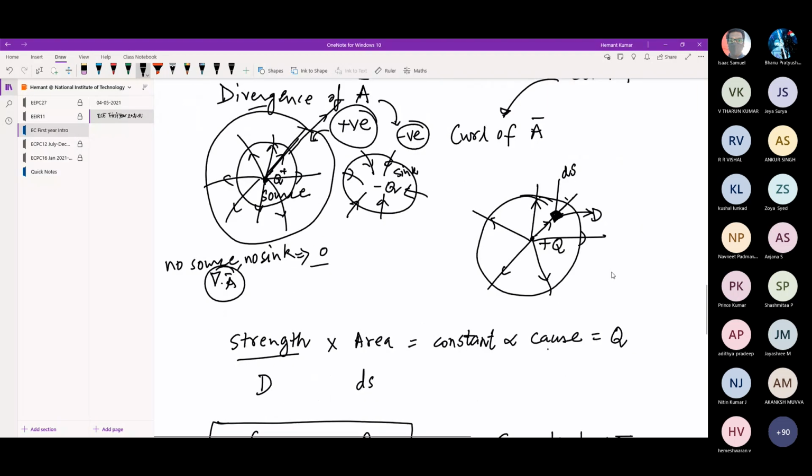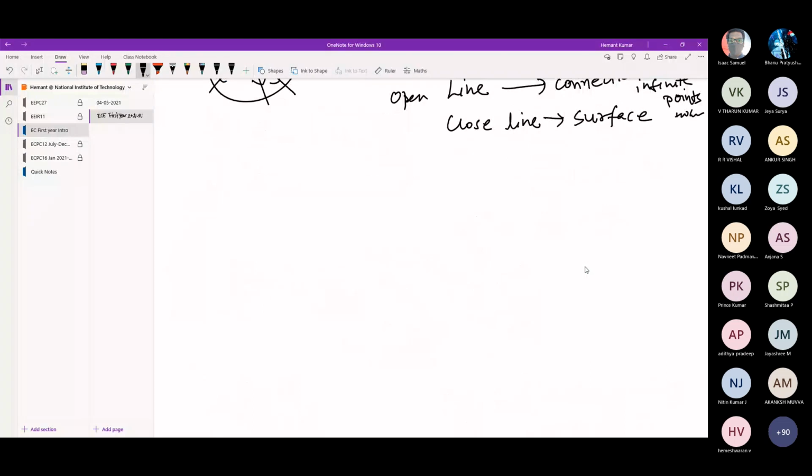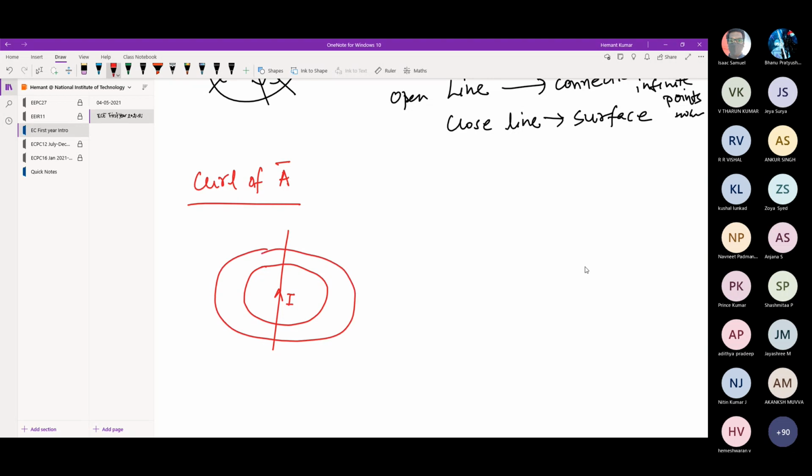Sorry, this is the curl of A. What is the curl of A? We'll take another example of a fan. When you switch on the fan, what will happen? The air velocity around the fan will be in a circular fashion, right? The phenomenon is very similar when you have a current carrying wire. When you have a current carrying wire, the magnetic field will be around it in a circular fashion.